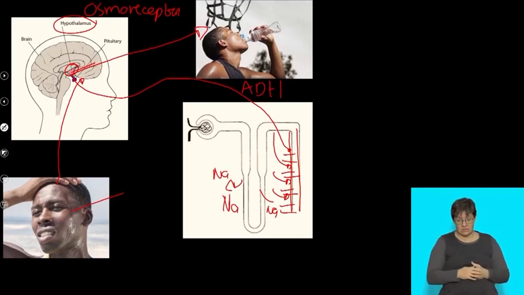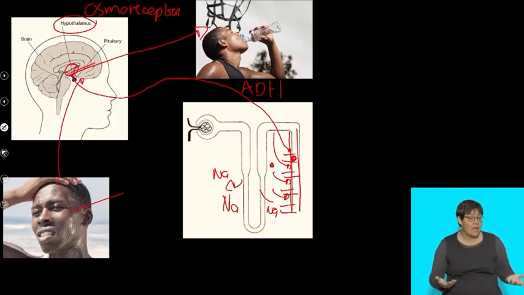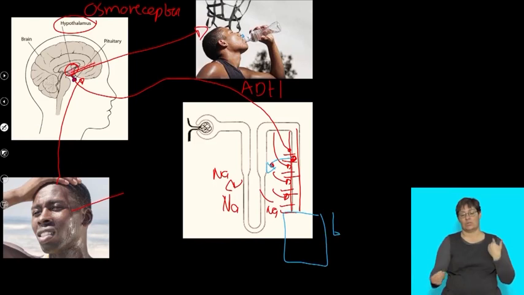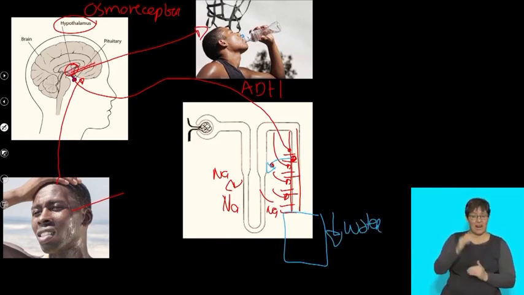So where's the water? There's a high concentration of water in my tubules, and a low concentration in the medulla of my kidney. Where does water move? Water will move from a high concentration to a low concentration, out of my urine. So I'm going to have less water in my urine.